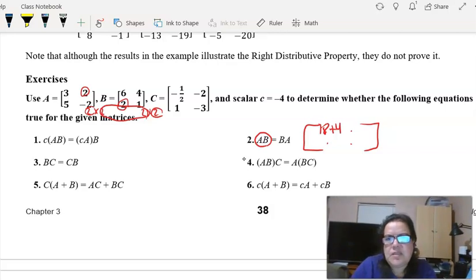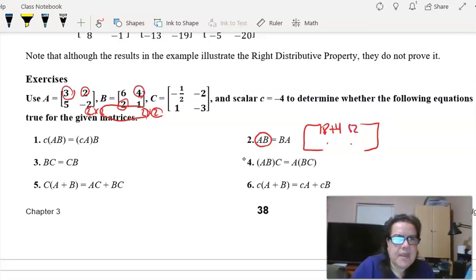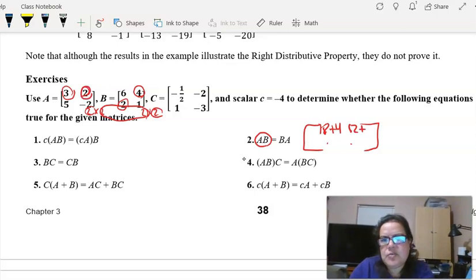Then you're going to repeat the process. So this time, I'm going to do the same thing, but now the first row, second column. So let's do that again. So first row would be 3 times 4, that's 12. And I'm supposed to add 2 times the 1. And so 2 times 1 is 2.